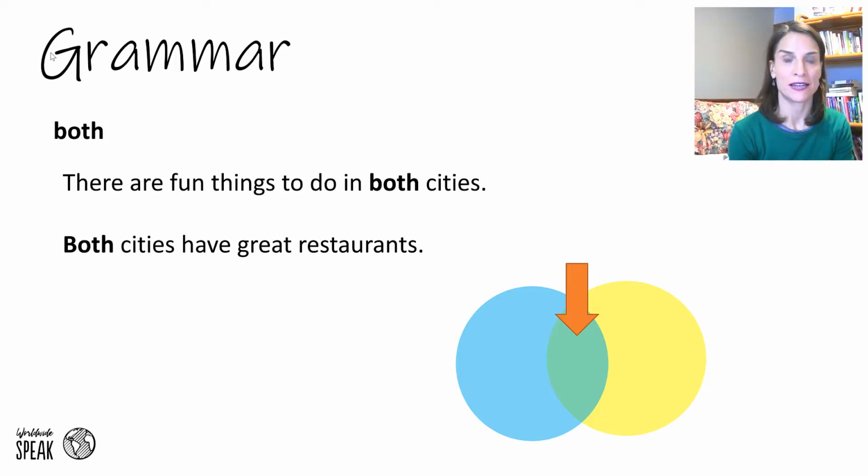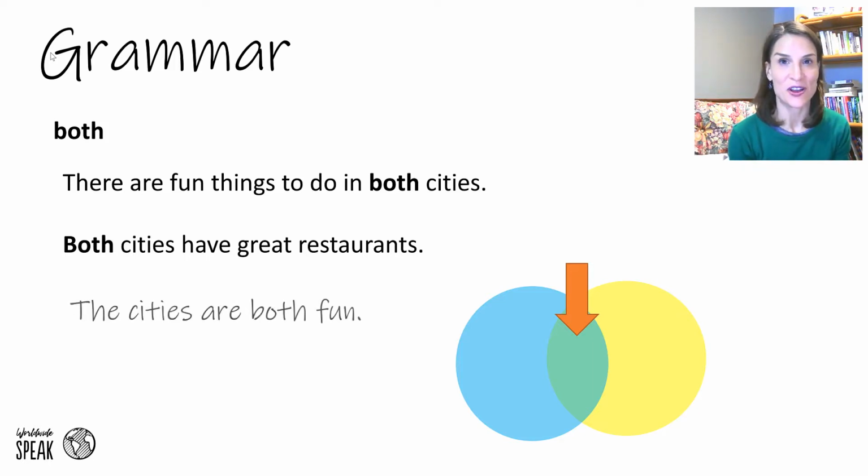In my example, I used "both" in front of nouns, but we can also use "both" in front of adjectives. I could say the cities are both fun. The two cities are both a lot of fun.